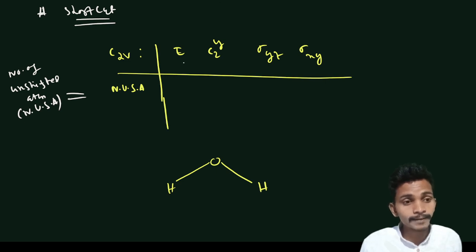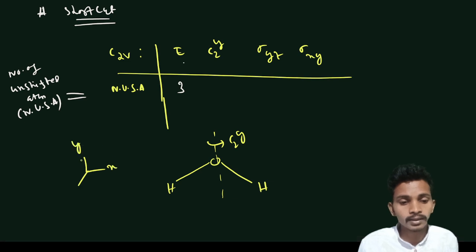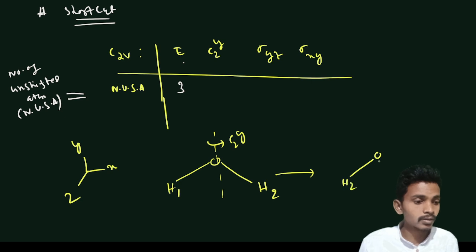If you apply E, nobody will change, so this will become 3. And if I apply C2Y in this direction, because this is my X, this is my Y, this is my Z, then H1 and H2 get replaced. Oxygen is not changing, so the number of unshifted atoms is 1.